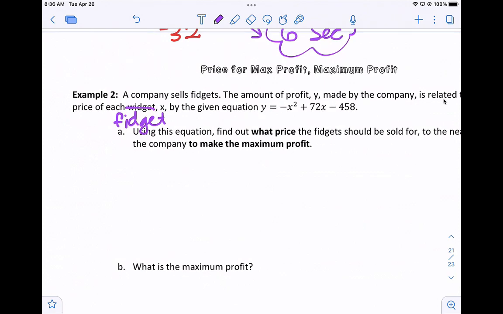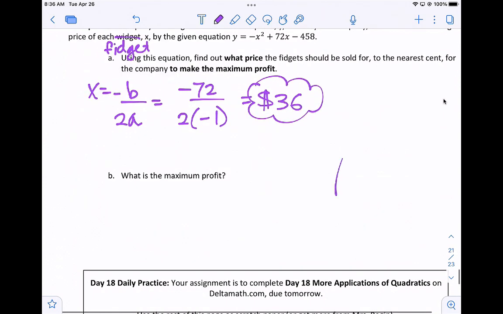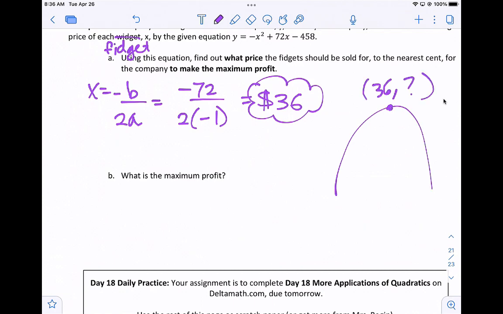All right, so the price, again, maximum. You're thinking vertex. And if x is the price of the fidget, x will be opposite b over 2a. So we plug in negative 72 over 2 times negative 1, and that ends up being an expensive fidget. The company should sell it for $36. When they do, they'll make the maximum profit. But we have to figure out what that maximum profit is.